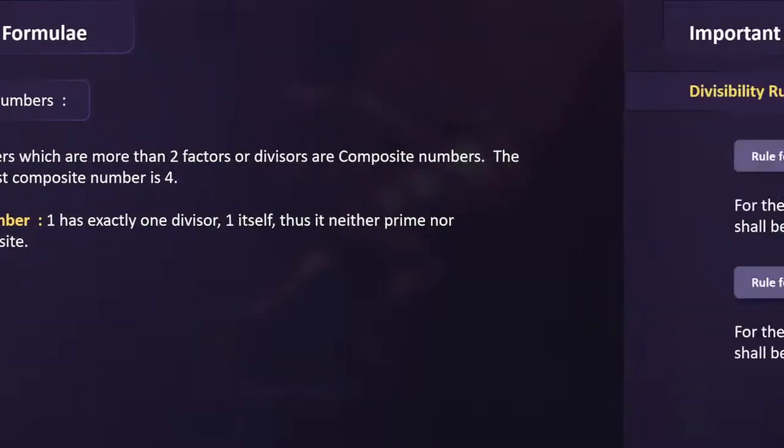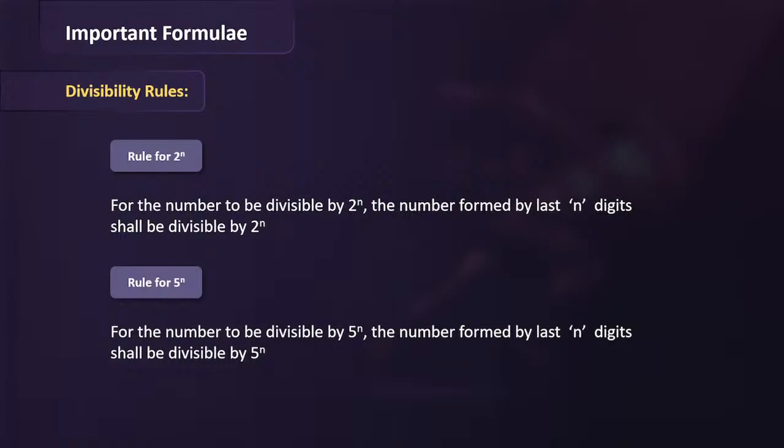Now moving ahead, some divisibility rules. You must remember all the divisibility rules which are related to 2 and the powers of 2. Similarly, 5 and the powers of 5. So that means the divisibility rules of 2, 4, 8, 16, 32, 64, 128. All these numbers are the powers of 2. सबका divisibility rule obviously याद होगा.